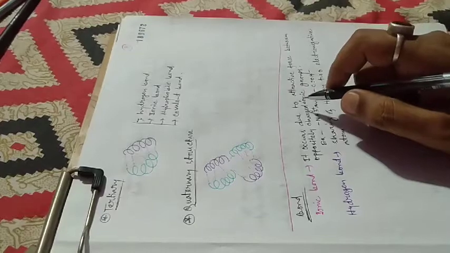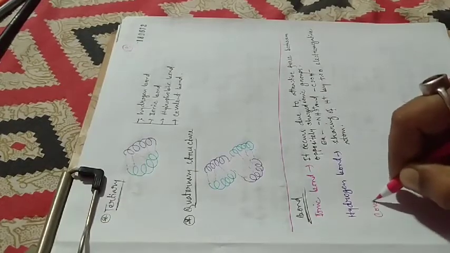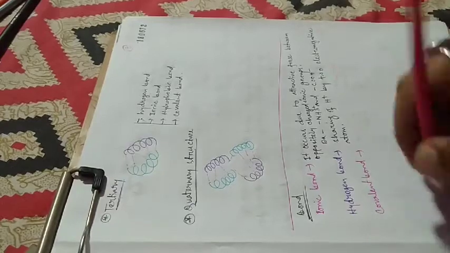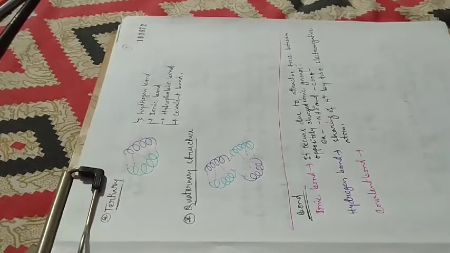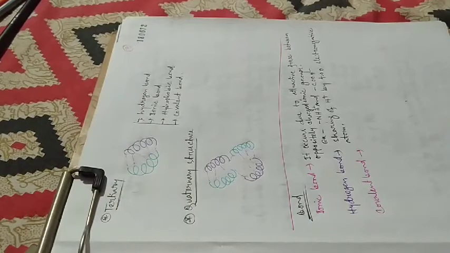Okay. Then the covalent bond. What is the covalent bond? Covalent bonds are the strongest bonds among the different kinds of bond. There are two types, peptide bond and disulfide bond.